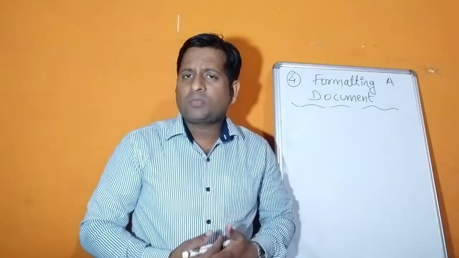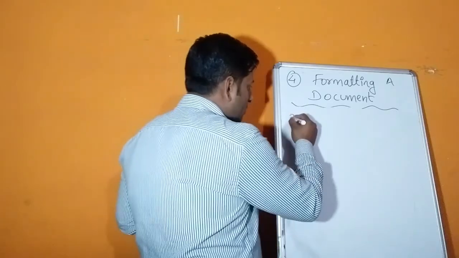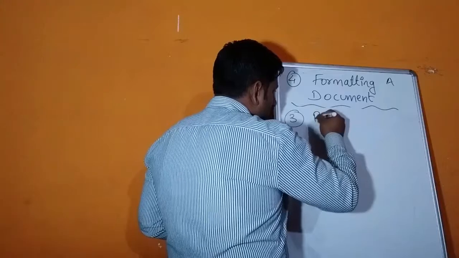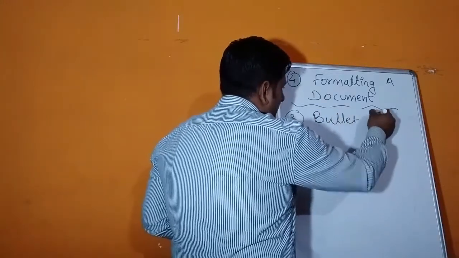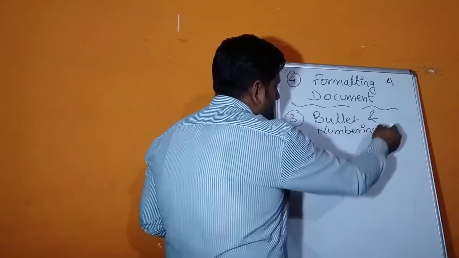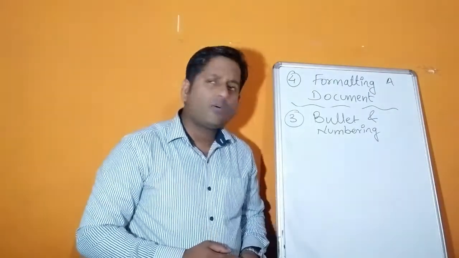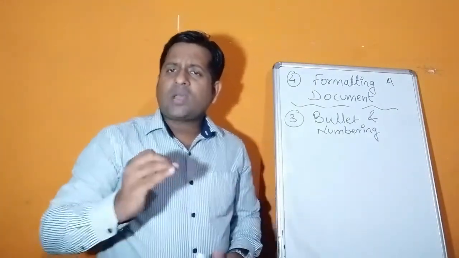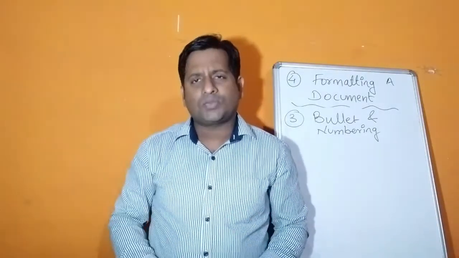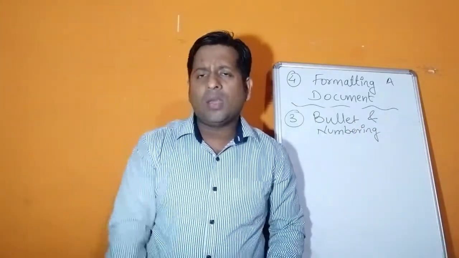So after line spacing and paragraph spacing, we'll move to the third point: bullets and numbering. Bullets and numbering is a very important topic of word processors. Bullets are the symbols which are used to identify or indicate the list of items, whereas numbering are the sequence. It may be alphabets, it may be numbers.